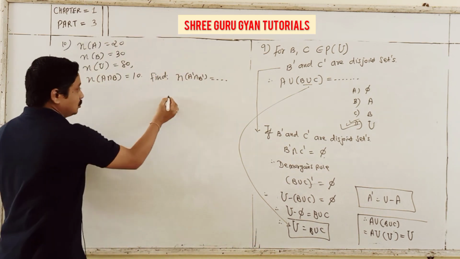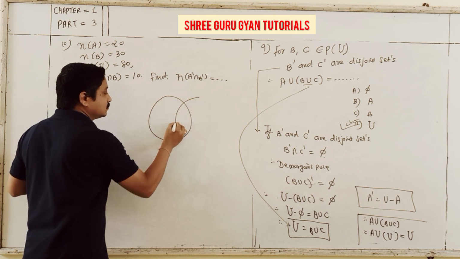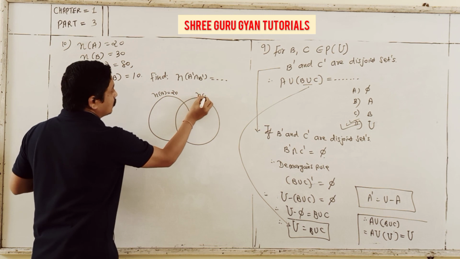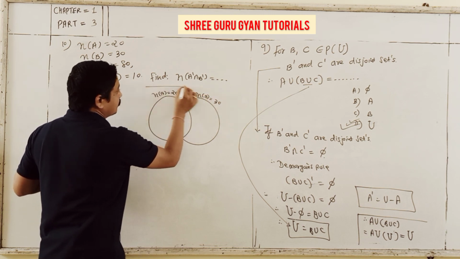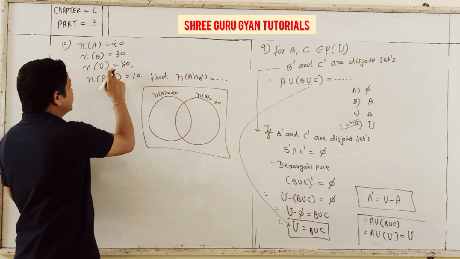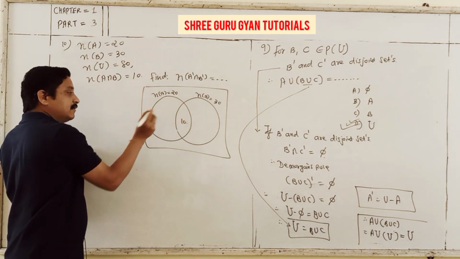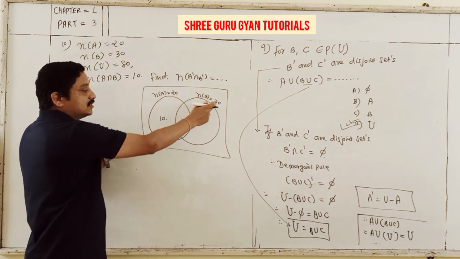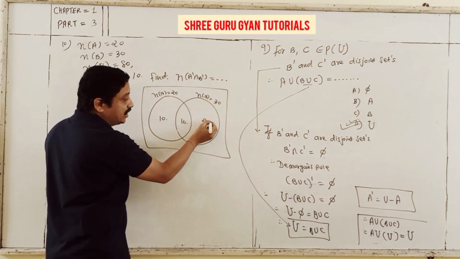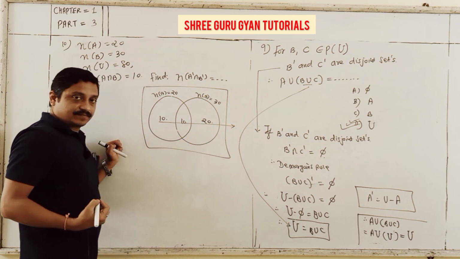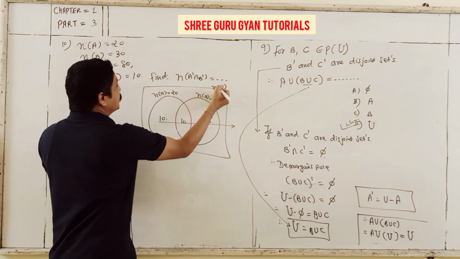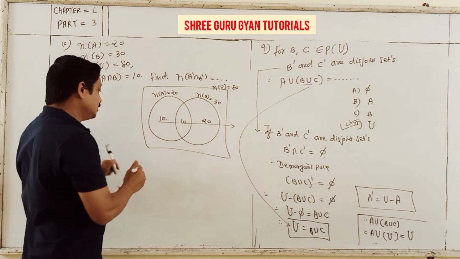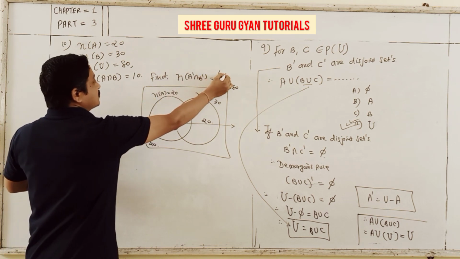It means you go to your Venn diagram again. Set A, number of A is 20, number of B is 30, and the intersection is given as 10. So very easily you find out: 10 subtracted from 20 is 10, 10 subtracted from 30 is 20, and this total is 40. And the universal set you also know how much? 80. Now 80 minus 40 gives 40, this question's answer.